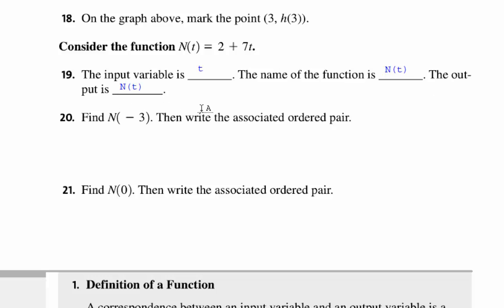Now we're asked to find n of negative 3. So really, we're going to replace the t with negative 3. So we have something that looks like this, right? 2 plus 7 times negative 3, which cleans up to be 2 plus negative 21, which equals negative 19. And then we're asked to write the ordered pair.